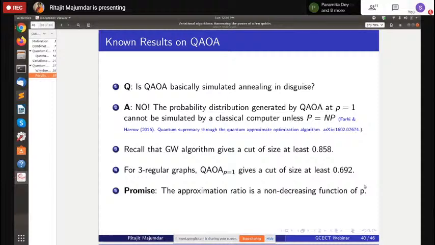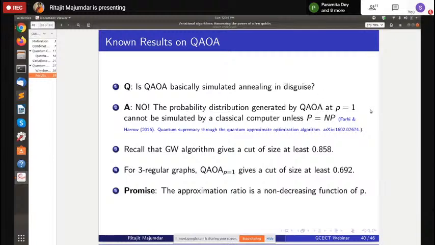Because at p equal to 1, the probability distribution generated by QAOA, probability distribution of what? Of the candidate solutions. If you want to simulate this probability distribution using a classical computer, using simulated annealing or any other sort of algorithm, you cannot generate this probability distribution at a single iteration unless P is equal to NP. And most computer scientists believe that P is not equal to NP. So unless P is equal to NP, QAOA is not the same as simulated annealing.